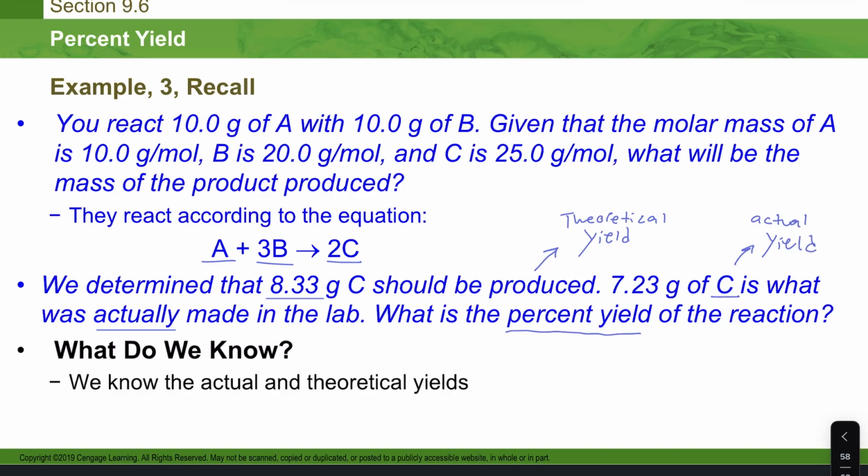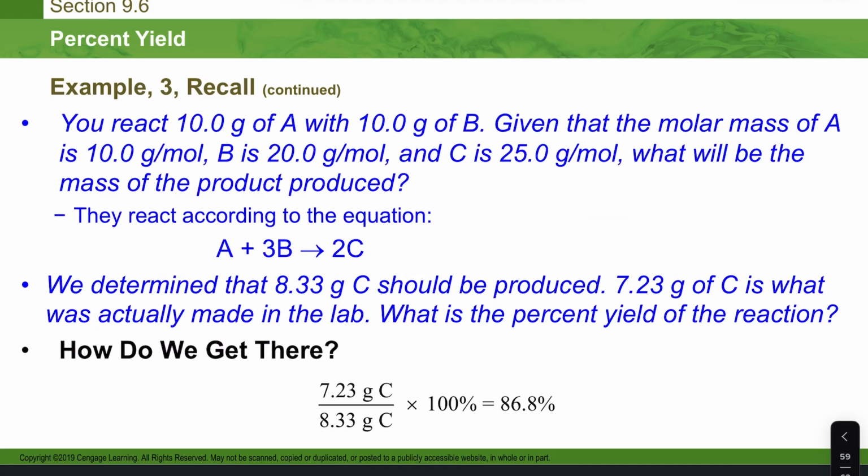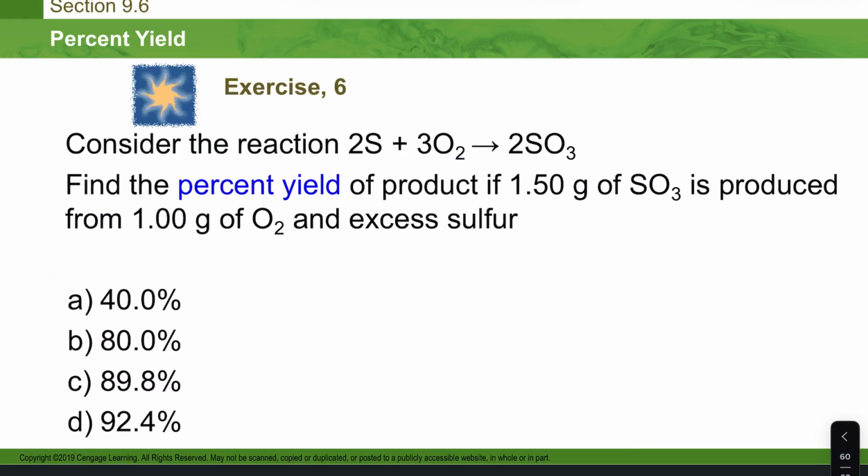If we want to find the percent yield of a reaction, we need to know these values and use them in the equation that was previously shown. And so this is how we would do it. We would take 7.23 grams, the amount that we actually got, divided by what we should have gotten, multiply that by 100%, and our value is going to be 86.8% yield. This is how close we are to the mark. This was basically our accuracy compared to what we were expected to get. Okay, try this out, and then we'll continue.